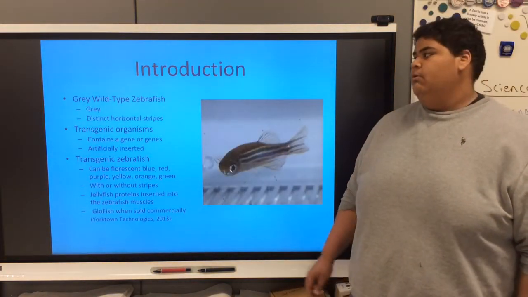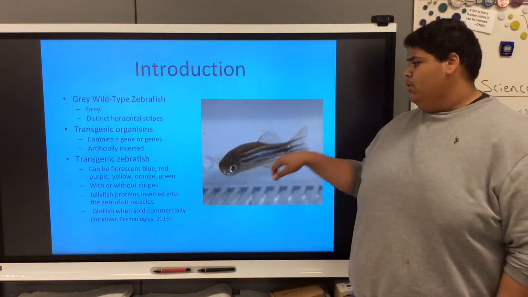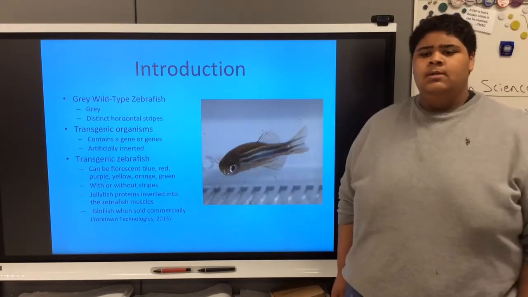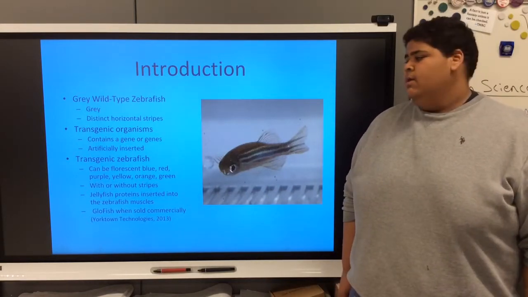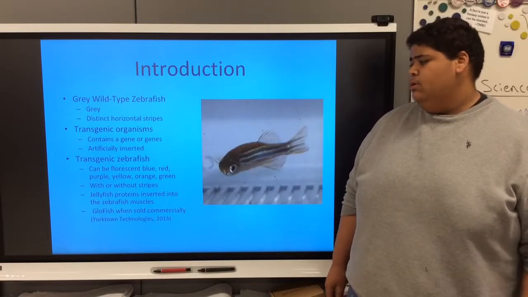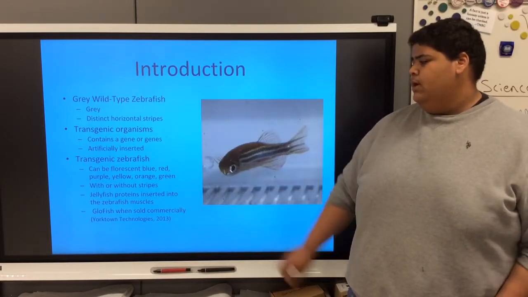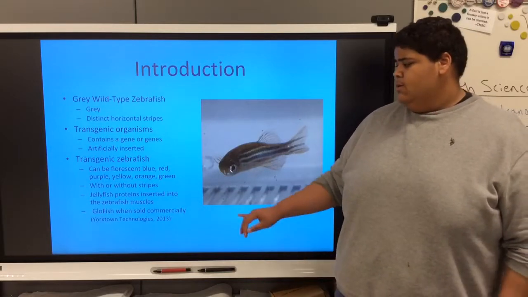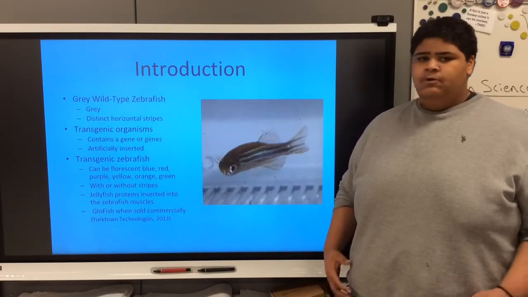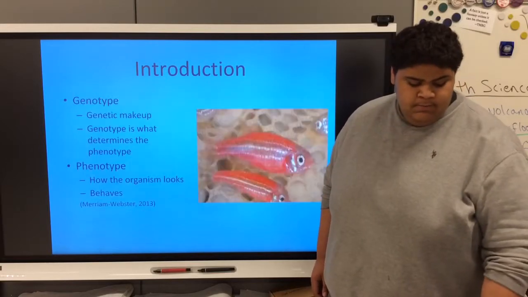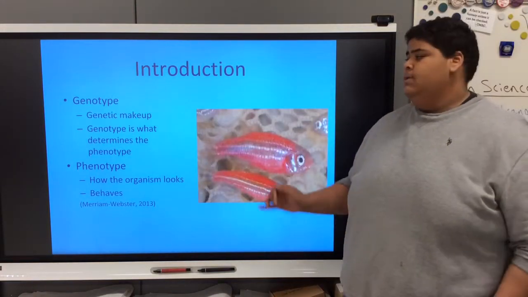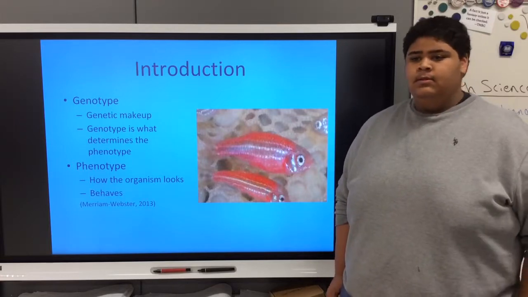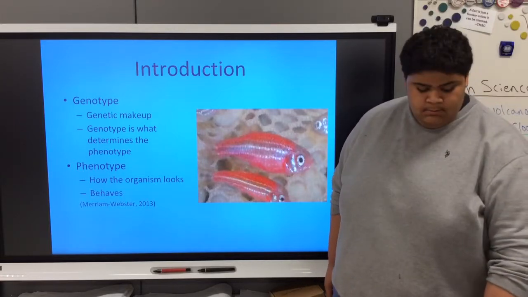The gray wild-type zebrafish have distinct horizontal stripes, and the transgenic organisms contain a gene or genes that can be artificially inserted. They can be born with or without stripes and can fluoresce blue, red, yellow, purple, orange, and green. This is a jellyfish protein that is inserted into the muscle of the fish. The genotype is the genetic makeup and what determines the phenotype, and the phenotype is how the organism looks and behaves.